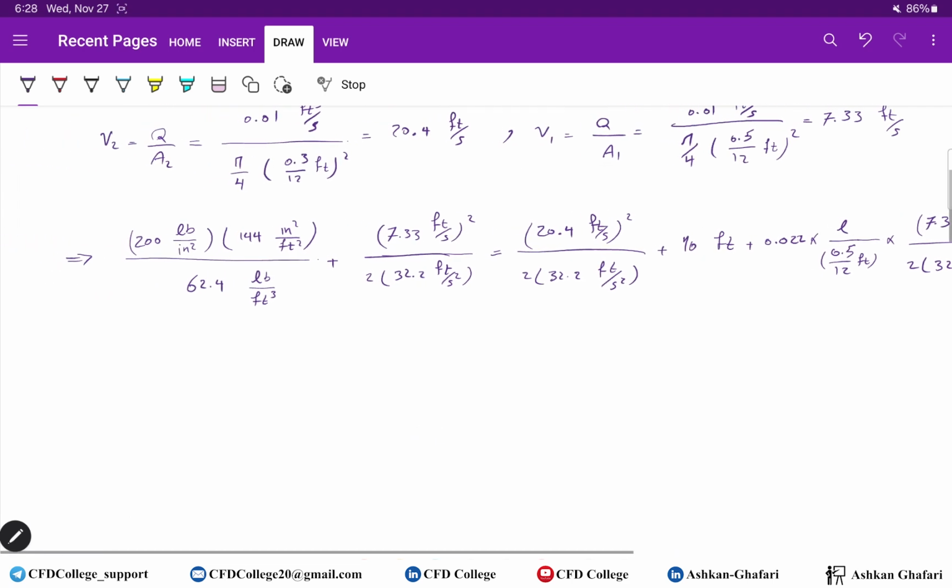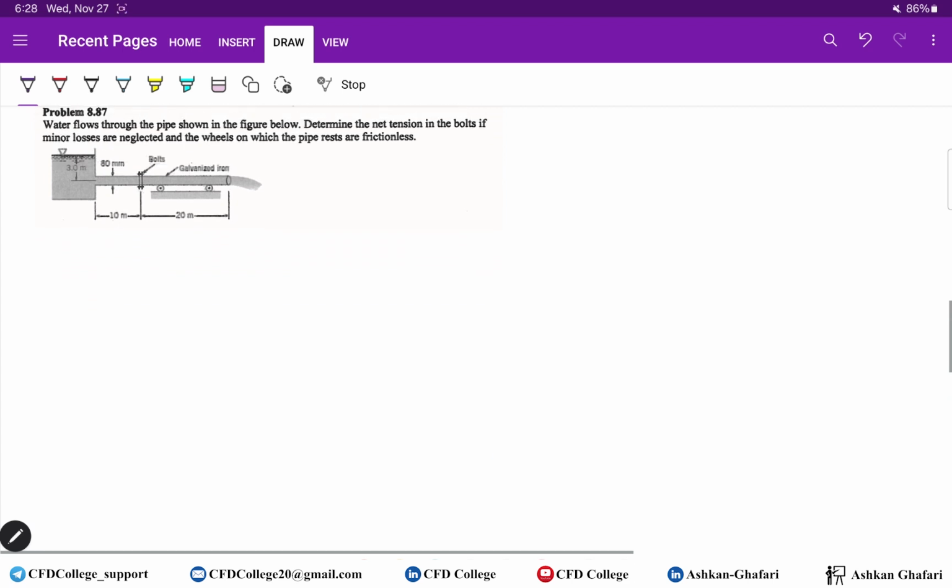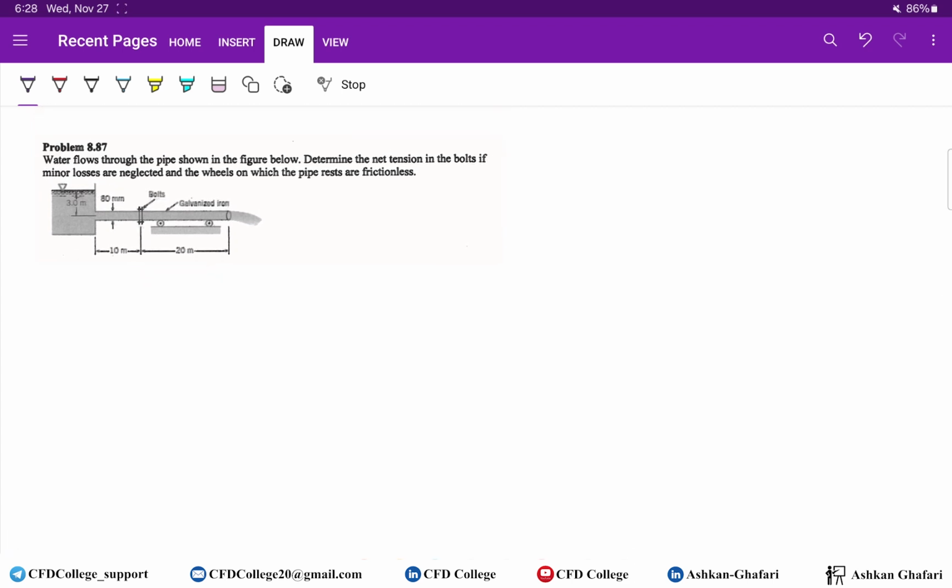And from this you can find L. L equals 1012 feet. It was easy, but now let's solve the second problem.